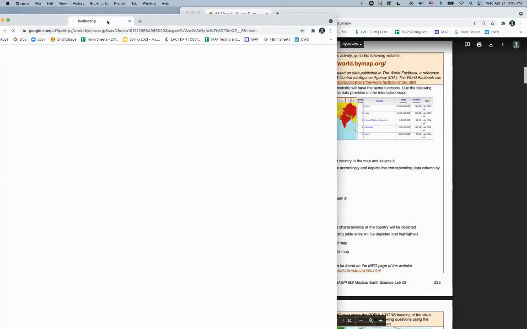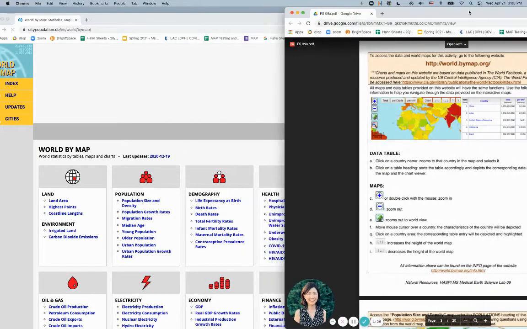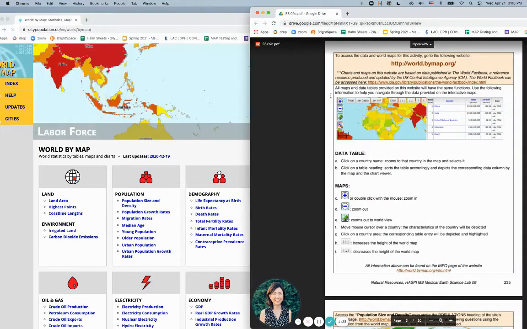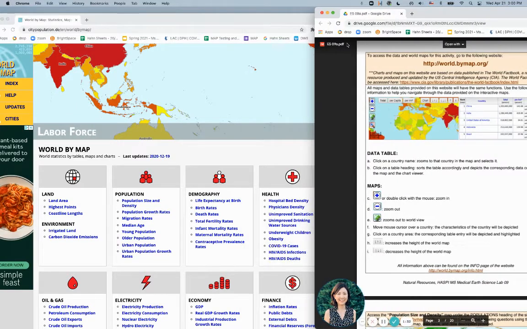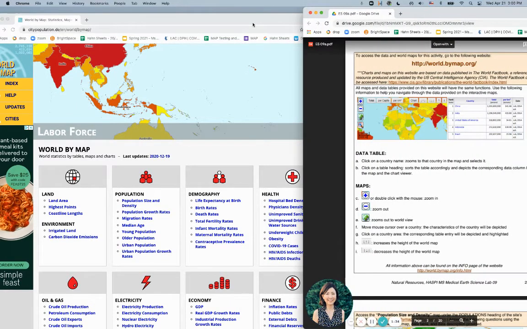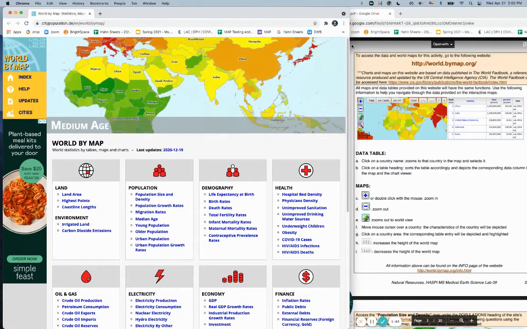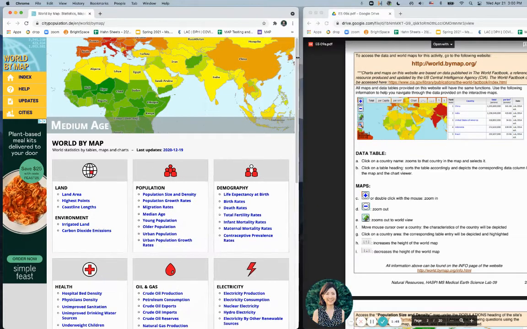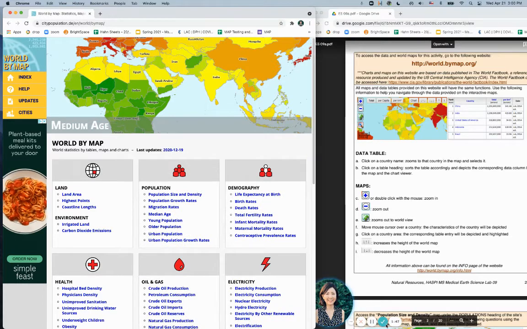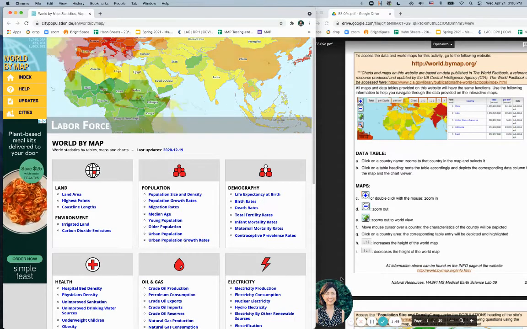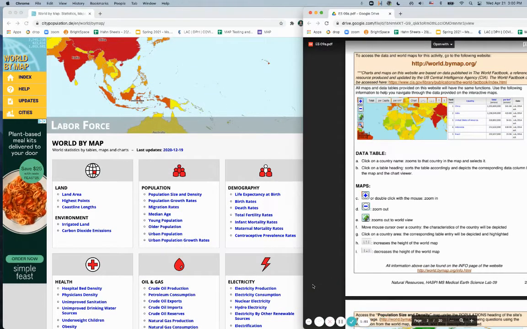Then what you're going to do is open up this website by either clicking on it, or you can just type in world.bymap.org. Okay, it's changed a little bit since this lab, so there's just a few things that are not exactly the same, but I think you'll get the hang of it. Okay, let me get rid of my picture here.